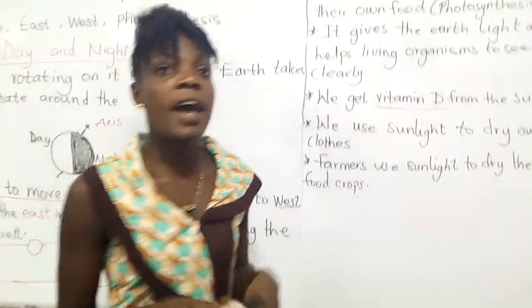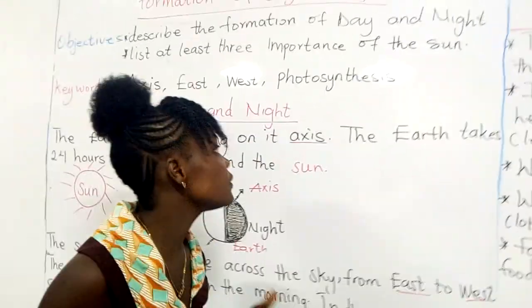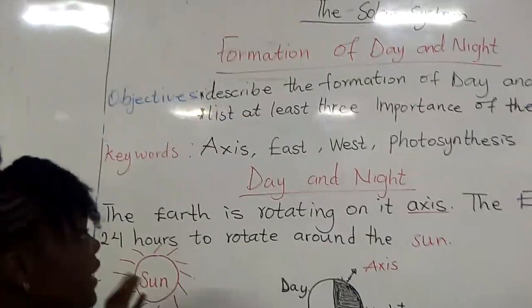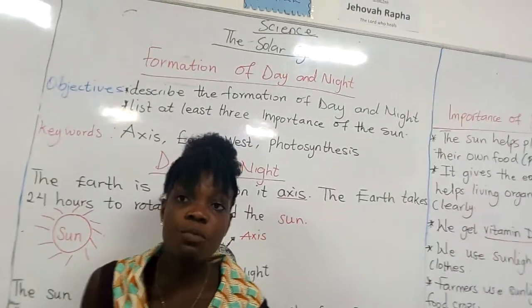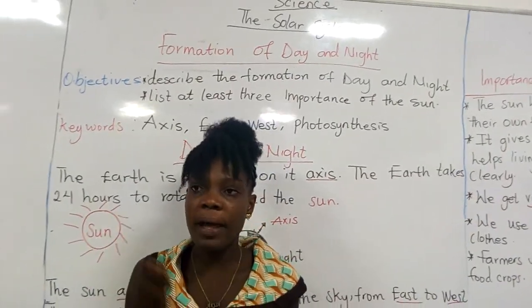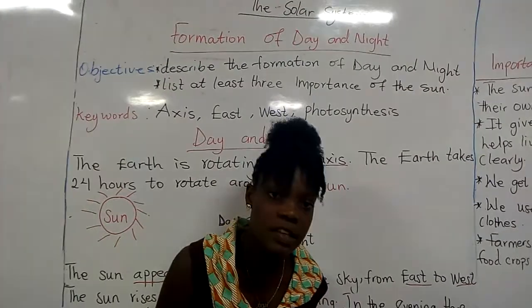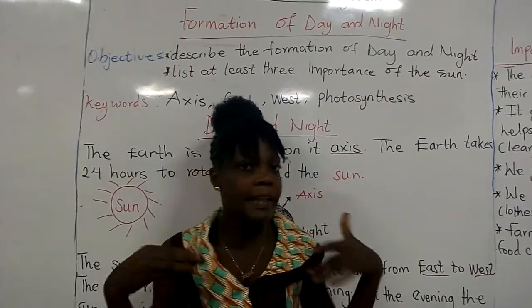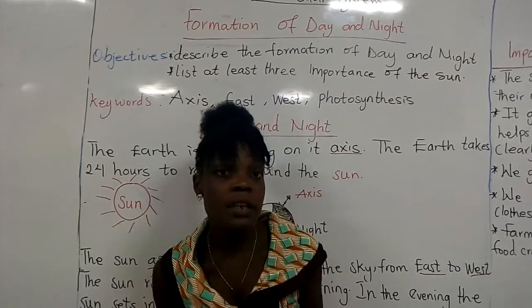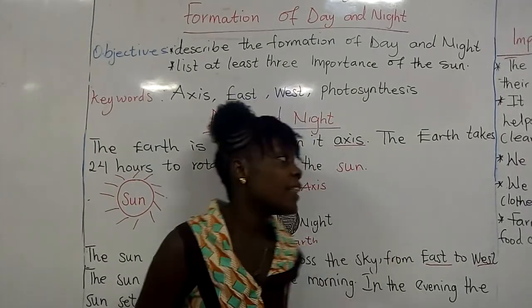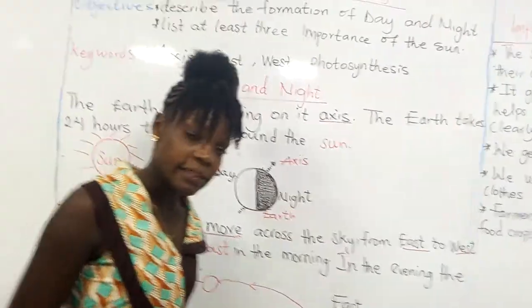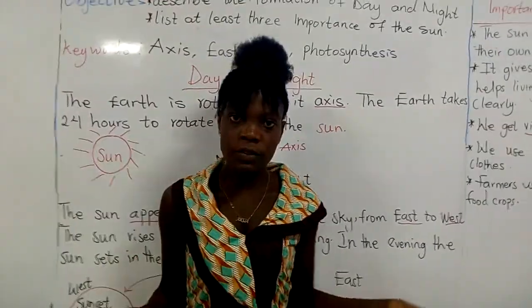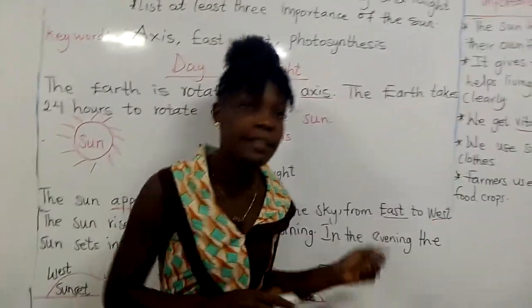Let's go over our lesson. I said that day and night is formed by the earth when it moves round, and the part of the earth that faces the sun gets light. So that is when we have daytime, and the part of the earth that does not face the sun gets darkness. So at that time we have night there.